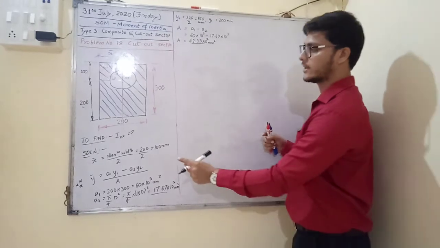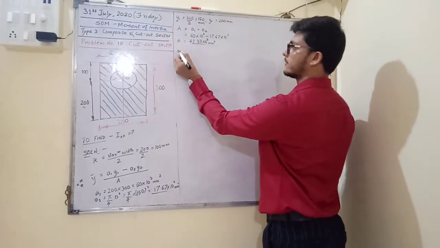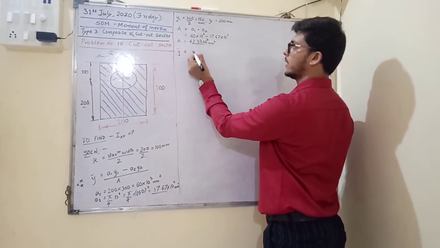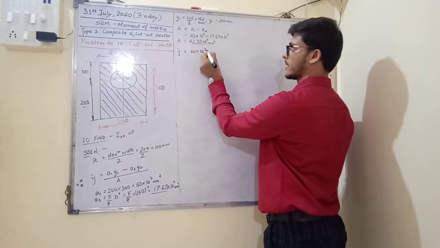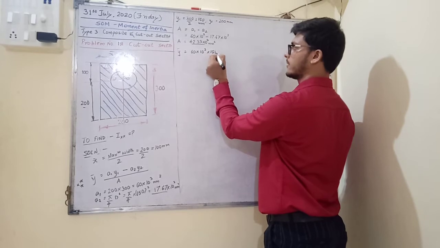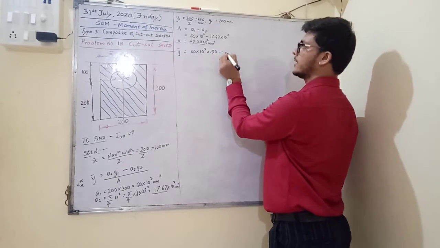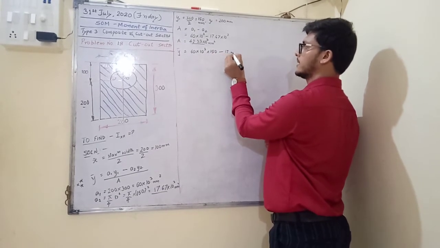Now I have all the values. I will be putting them in this y bar formula. So y bar will be equal to A1, how much? 60 into 10 raised to 3 into y1, which is 150, minus A2, which is 17.67 into 10 raised to 3.